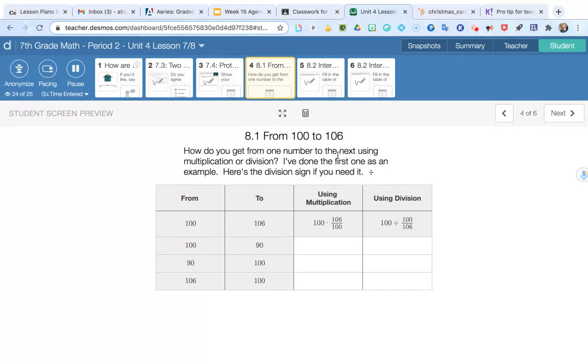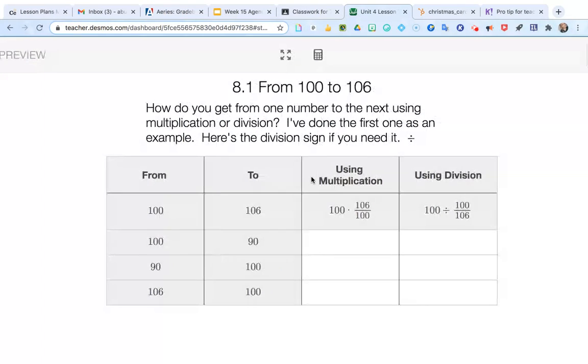How do you get from one number to the next using multiplication or division? So I've done the first one as an example. Here's the division sign if you need it, so you can copy that if you want. So 100 to 106, I do 100 times 106 over 100. So I'm trying to go from the number 100 to the number 106, and the reason this works is because one of the 100s is on the top, one is on the bottom. So if I had a pencil, these would cancel out to 1. So I started with 100, but these cancel out, so I just get 106.